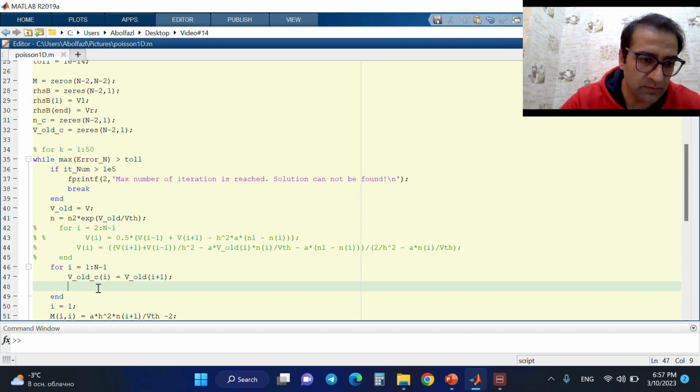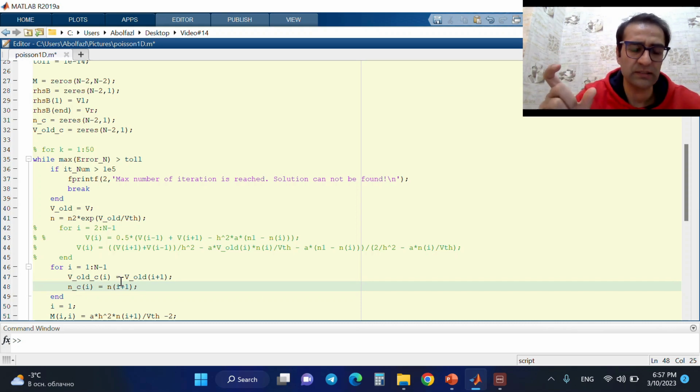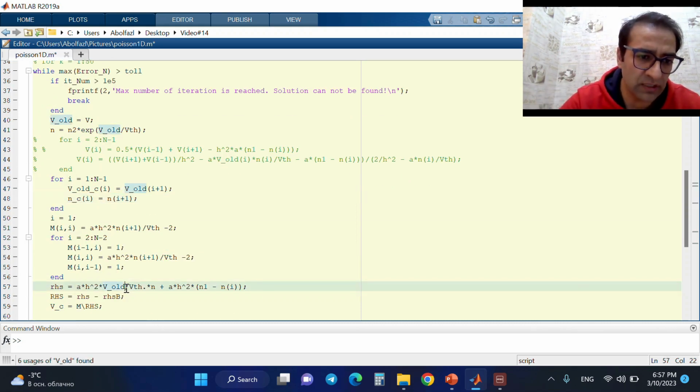And same for NC, right? It means that N underline C I should be N I plus 1. Again, when I is 1, here is N2, we give N2 to NC1, and we created just V old center and N center. Therefore, here it should not be V old, it should be V old center, and it should not be N, it should be NC, and we define NC and V old here. And here should not be I. We are using matrix form N1 minus N.